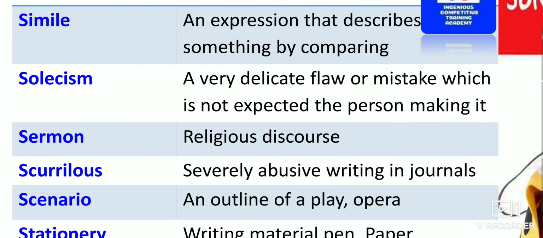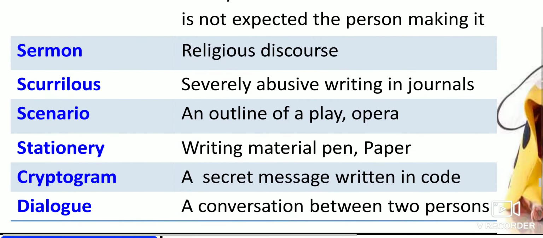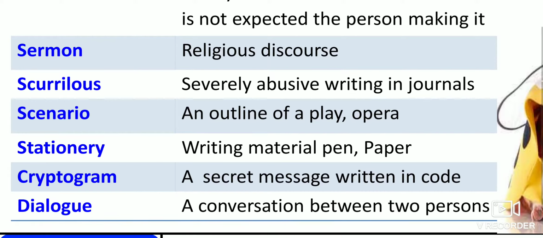Solecism means a delicate flaw or mistake which is not expected of the person making it is known as solecism. So in this, a delicate flaw or mistake which is not expected of the person making it is known as solecism. Sermon means religious discourse is known as sermon. As usual, scurrilous means severely abusive writing in general is known as scurrilous.